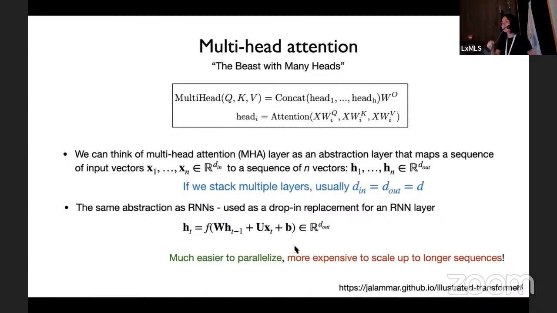But it's also more expensive to scale up to longer sequences. I will talk more about this later, because long context language models are really one of the most active research topics today. People try to figure out how to really scale up transformers to longer sequences.